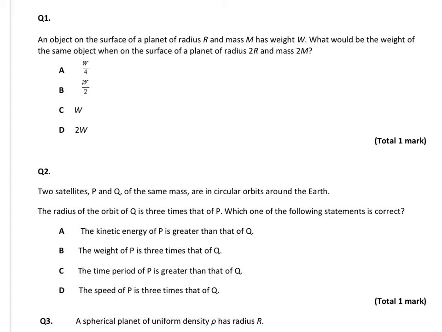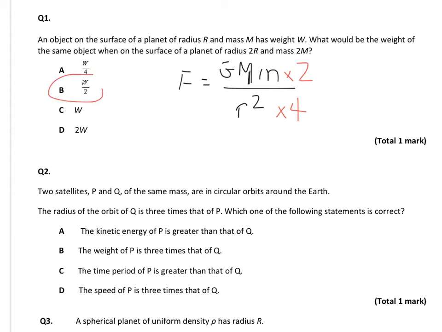Okay, first thing, remember that the weight force, you've got your gravitational field constant, so you've got your masses and you've got your r squared. So what we've done is we have doubled the radius, which means the bottom line has been multiplied by 4, but we've doubled the mass of the planet, so we've multiplied the top line by 2, which, when you cancel those, ends up as half what the original force was. So the answer to this one is B, the weight force would be half.